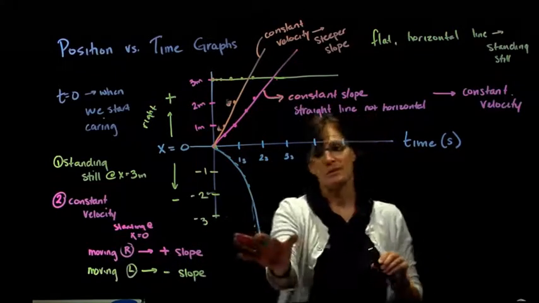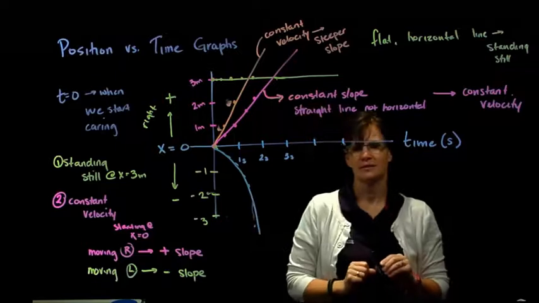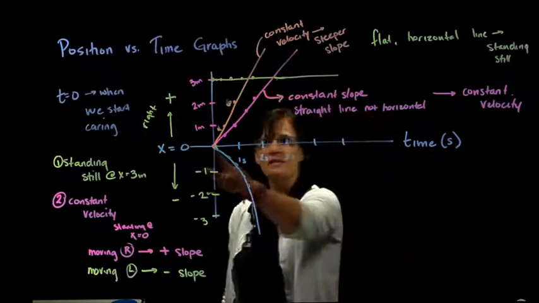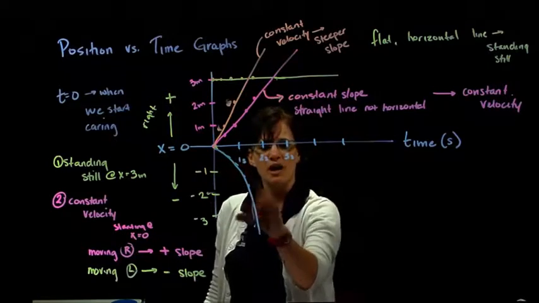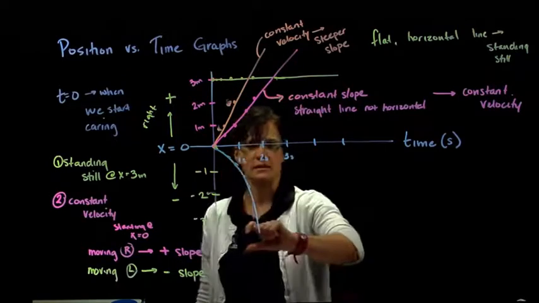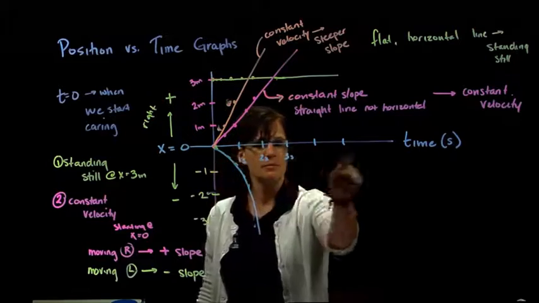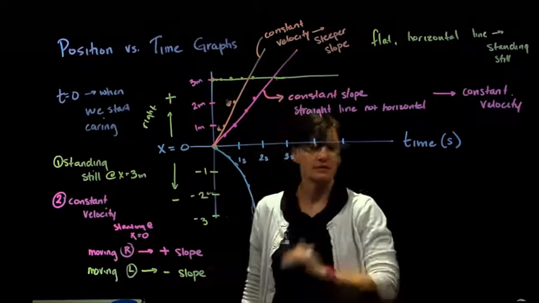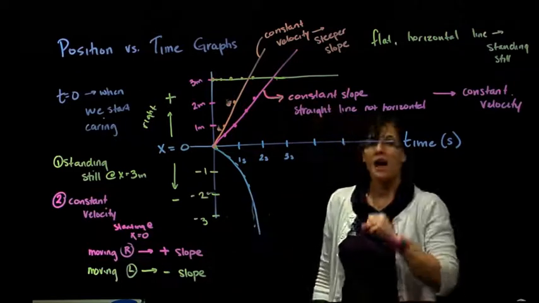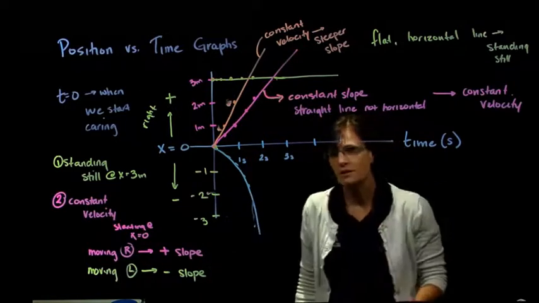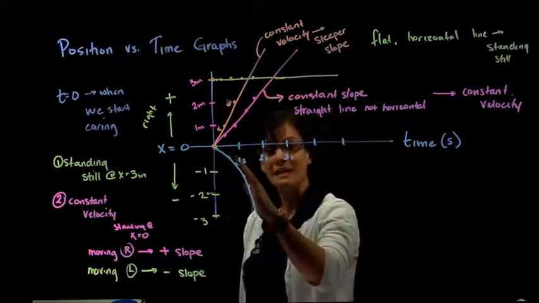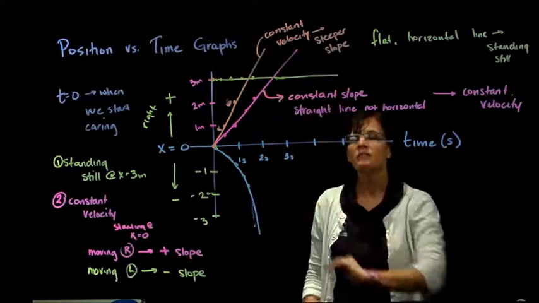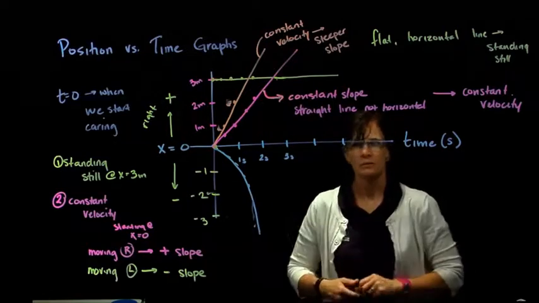So this would represent moving to the left and speeding up on a position versus time graph. As I get more and more time, I'm covering larger and larger distances. As my time moves along, I get further down the axis, in this case, left of the origin. I know I'm moving to the left because my slope is negative as I move on. So we can get a lot of information out of position versus time graphs.